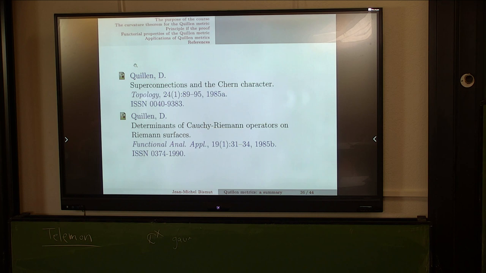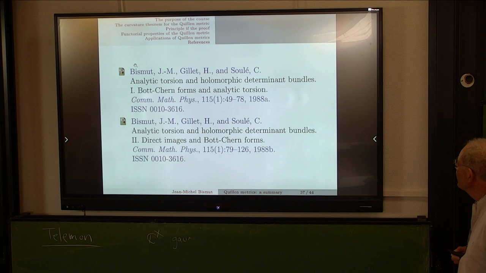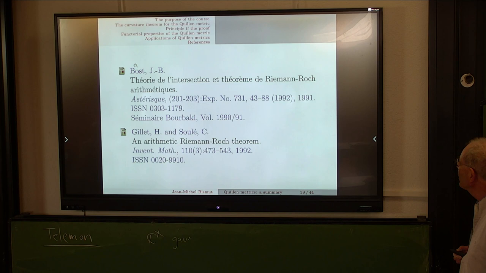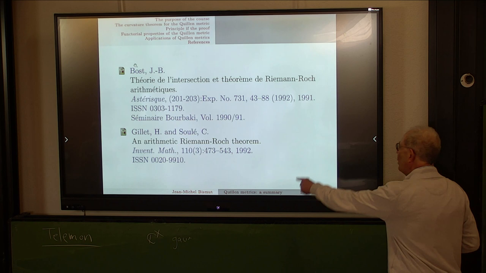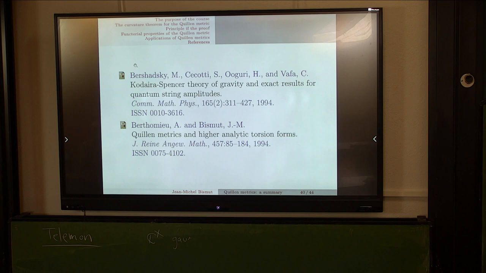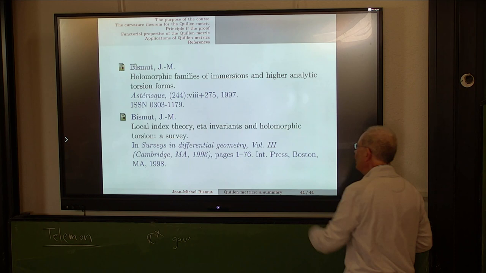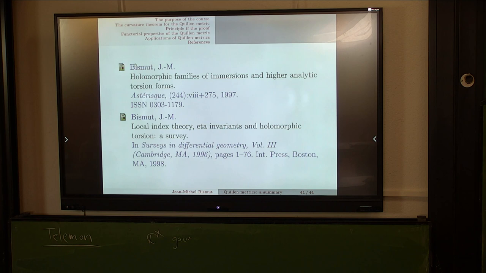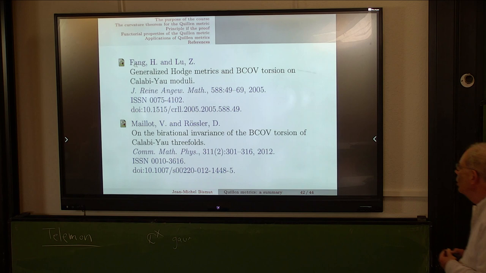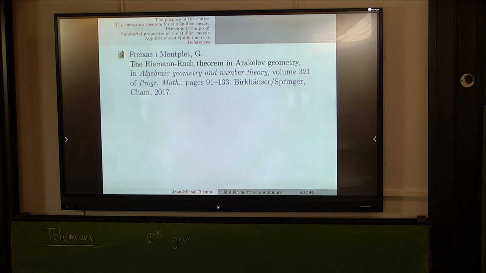So I now give a few references in the course. These are the two foundational papers by Quillen. These are the papers by myself, Gillet, Soulé and Lebeau. This is a review paper by Bost. This is the arithmetic Riemann-Roch theorem of Gillet and Soulé. And here is a paper by Bershadsky, Cecotti, et al. So this is a review paper, which I think is still useful, which contains a lot of the things that are reviewed in this course. And these are more recent papers on analytic torsion and the Riemann-Roch theorem in arithmetic geometry.